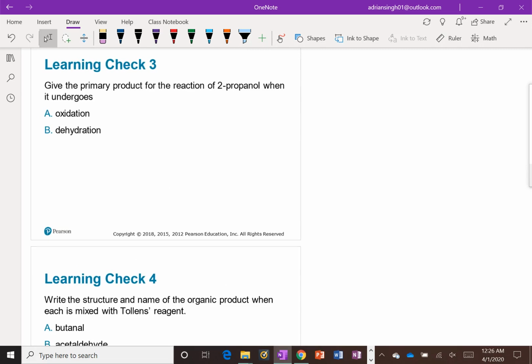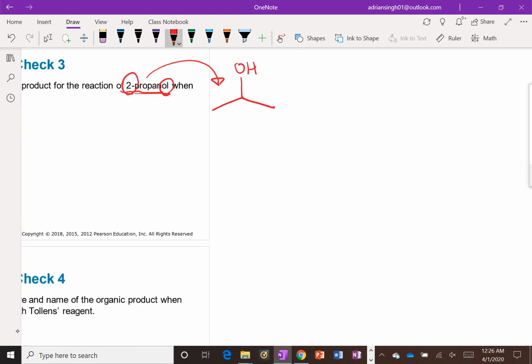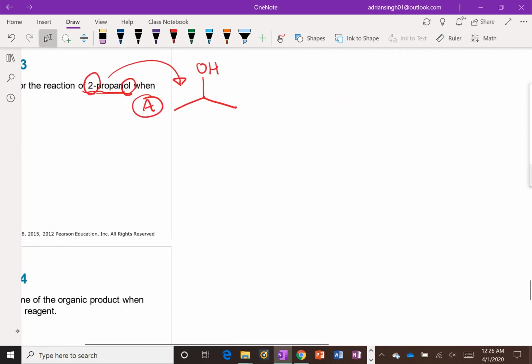It says give the primary product for the reaction of 2-propanol when it undergoes oxidation and dehydration. So first of all, let's draw this 2-propanol. Propanol would mean 3 carbons, 1, 2, 3, and it's an alcohol. It's got an OH attached to it on carbon 2. So that's 2-propanol. We're going to first of all oxidize it.